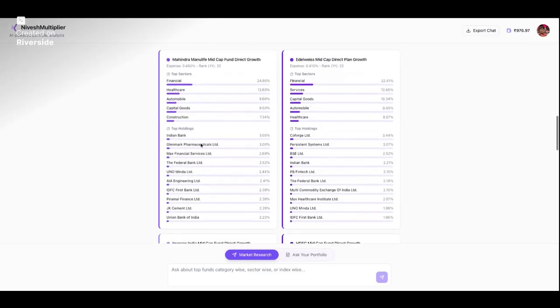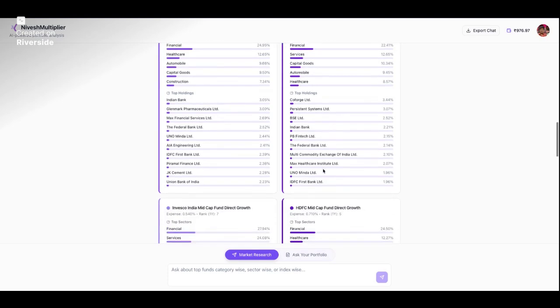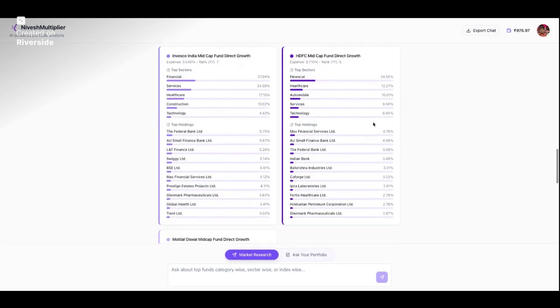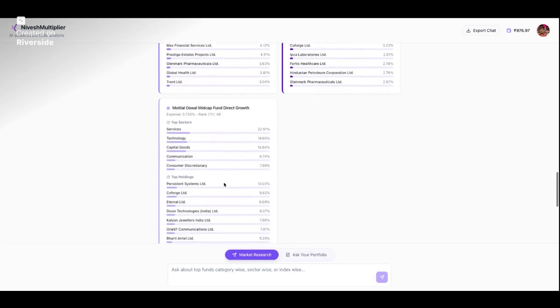So I could see Mahindra Manulife is putting money into these firms, Edelweiss is putting money into these firms, HDFC is putting money into these firms, and Motilal Oswal too. Now I could see that Motilal Oswal's holdings are in the IT sector, and the IT sector was not really good in the last 1 year in 2025. So that's why the 1 year performance looks bad.